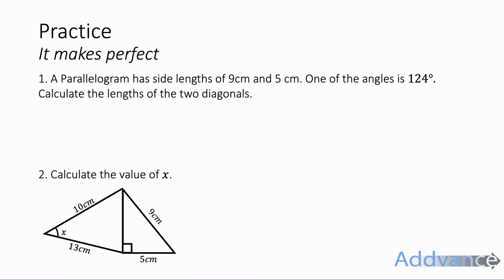Question 1, it says a parallelogram has side lengths of 9 and 5 centimeters. One of the angles is 124 degrees. Calculate the length of the 2 diagonals. Now those 2 sentences there describe a parallelogram, and it would be a good idea if you could draw a sketch of that parallelogram to help you. Draw it quite big so you have plenty of room to work with.